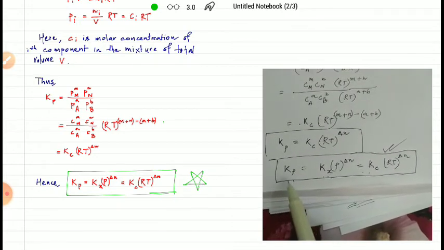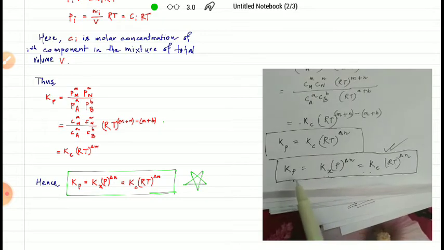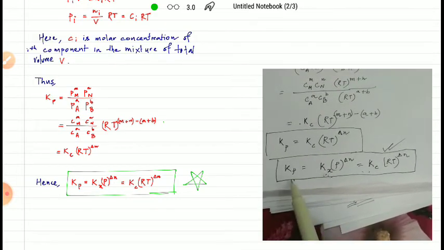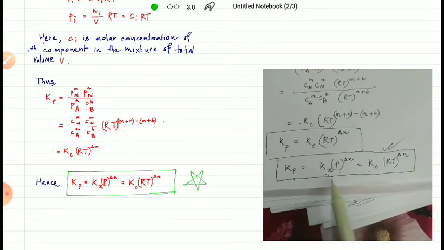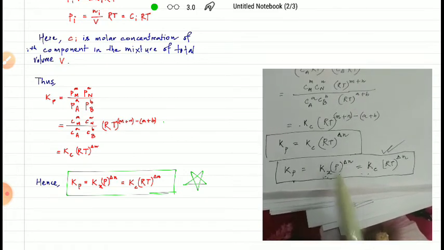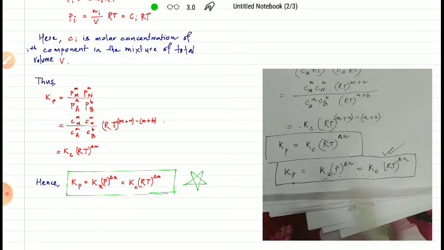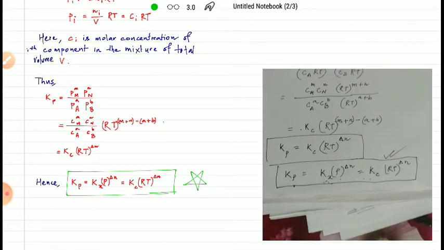So if you have any one, let's suppose we have Kx, then we can calculate Kp by knowing the pressure and del n. Del n can be easily calculated. I am going to show you how to calculate del n. So coming to the next slide.